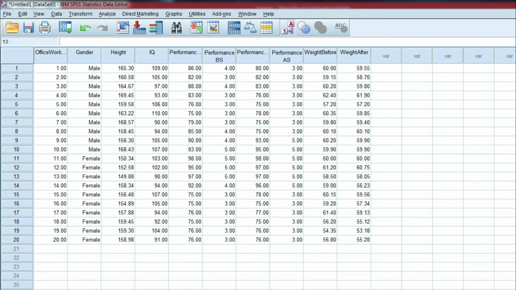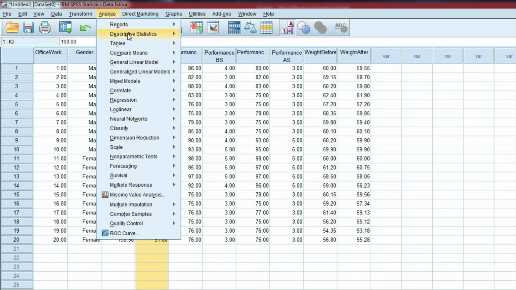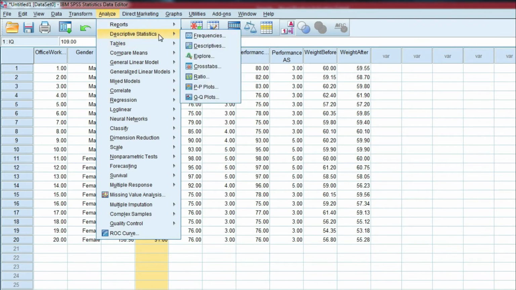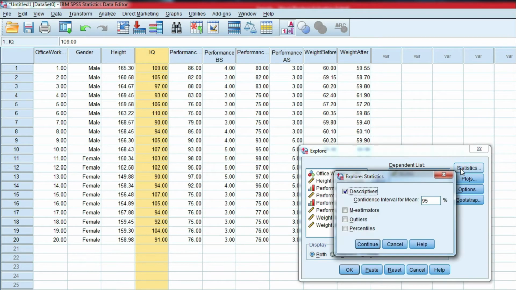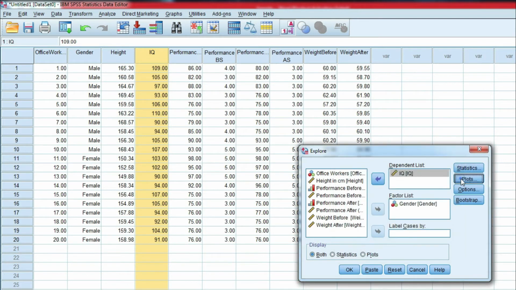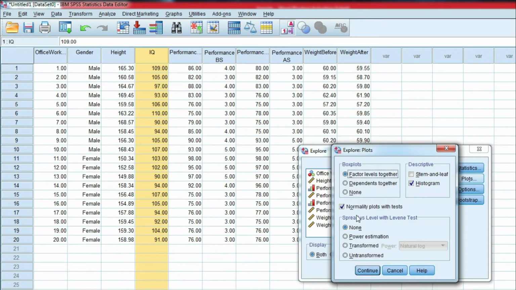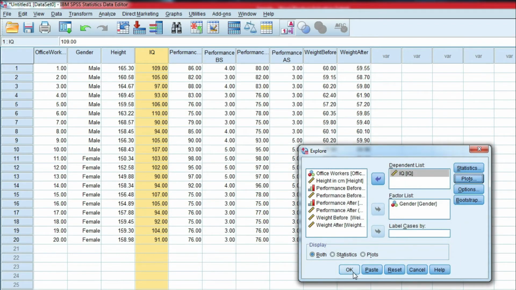So let's go over to our data, our IQ. First, go to Analyze, Descriptive Statistics, then click Explore. Then we remove all of these. The one that we are testing is the IQ of the workers. Then go to Statistics. That should be 95. Continue. We go to Plots. Histogram should be checked. Normality plots should be checked. Then we click Continue, and then we click OK.